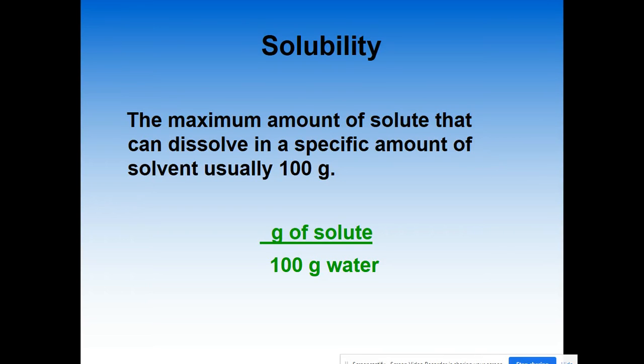So now I want to go over solubility. When chemists talk about solubility, they're talking about the maximum amount of a solute that can dissolve in a specific amount of solvent, and usually they're talking about 100 grams of solvent. So when we talk about solubility, we will typically be talking about water. So the grams of solute, it could be either solid or gas, dissolved in 100 grams of water.